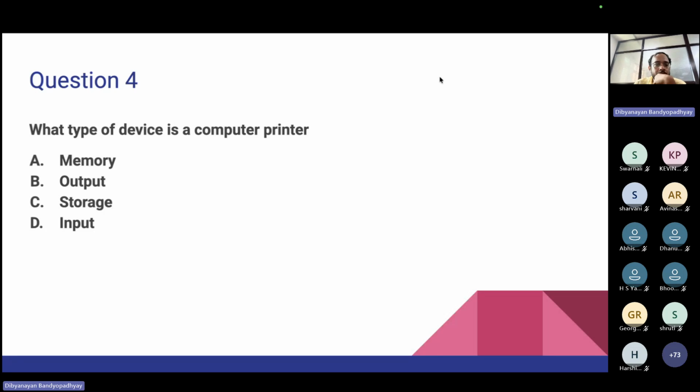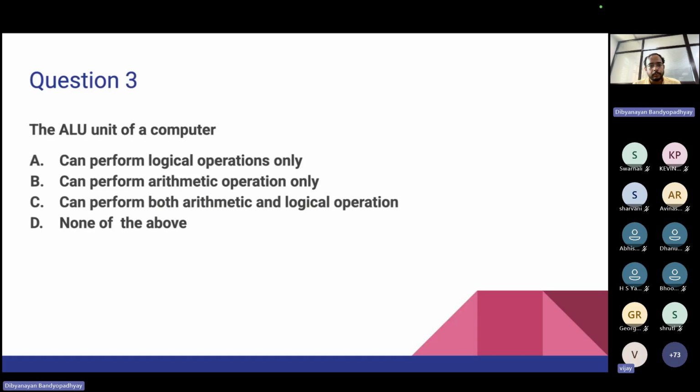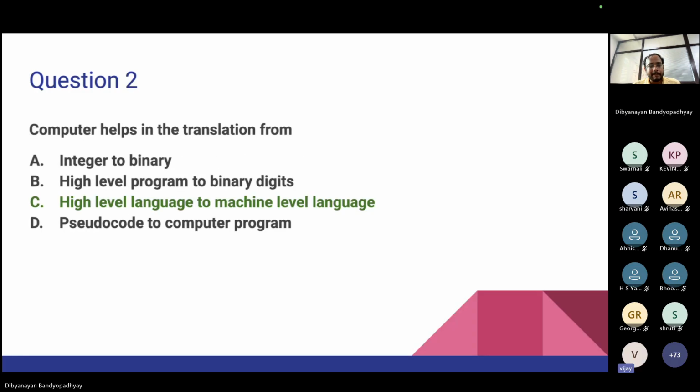So this is question 4 actually. Sir, in the second question, what type of computer helps in the translation from high level program to machine level language? I think it's compiler, no, sir. Compiler helps in translation, or a computer as a whole, sir.